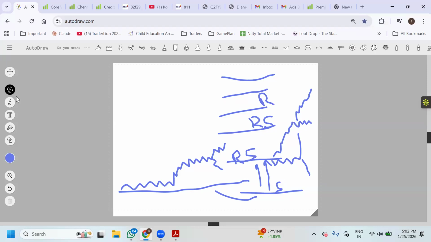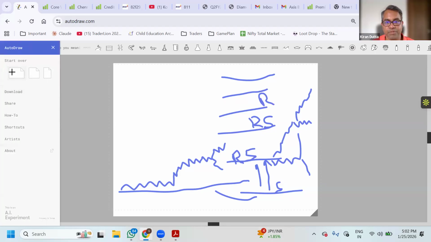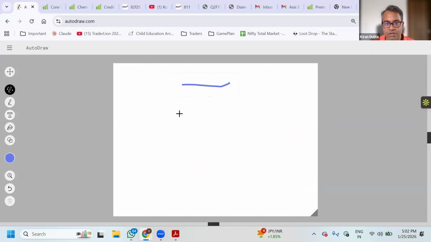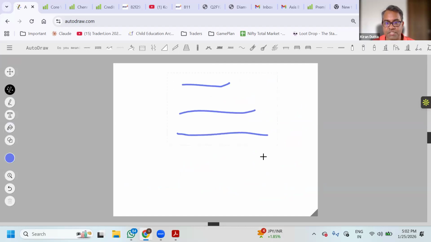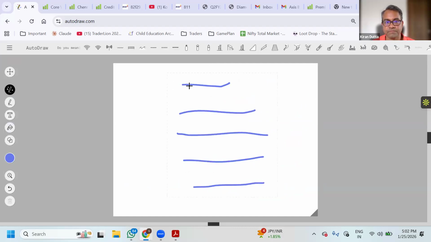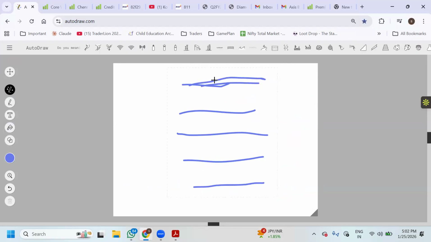Yes, sir. Perfect, right? Now, I want you to tell me what happens when the stock is coming down. Now, what happens when the stock is coming in reverse? Top is resistance, bottom is support. Correct. Very good, sir. Right?